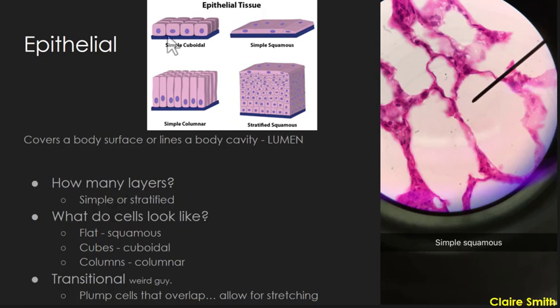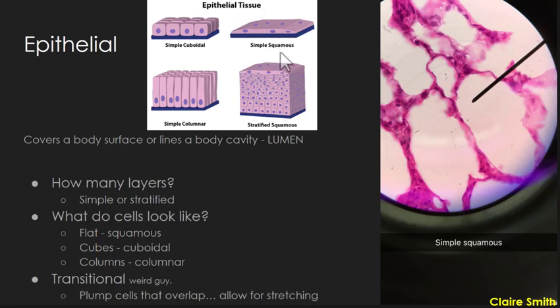If it has one single layer, like these guys, it's called a simple tissue, simple just because there's one layer. If there's multiple layers stacked on top of each other, it's called stratified. So you can have either simple or stratified, depending on how many layers. And then the second part of the name is based on what the cells actually look like.